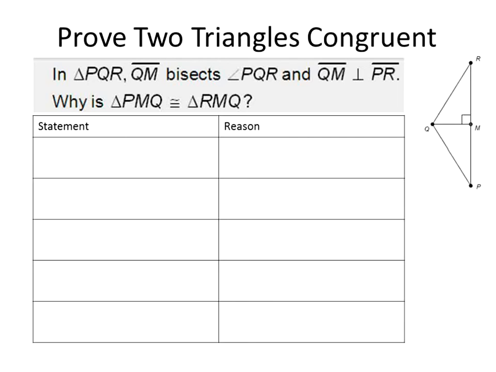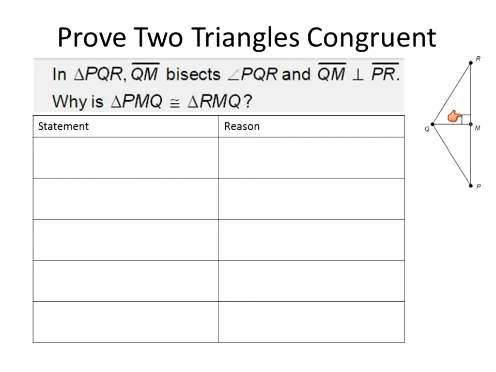How about this one? Let's look at this one. Let's prove two triangles congruent again. So here's our picture. It says in triangle PQR, line QM, which is from here to here, bisects angle PQR, so that larger angle there, and line QM is perpendicular to line PR. And you can see it's marked there as a right angle. If it's perpendicular, there's a right angle.